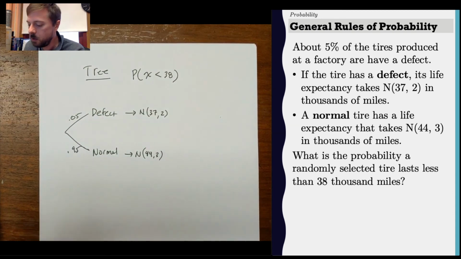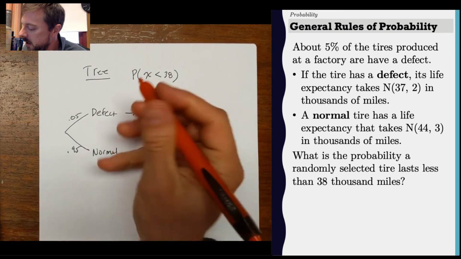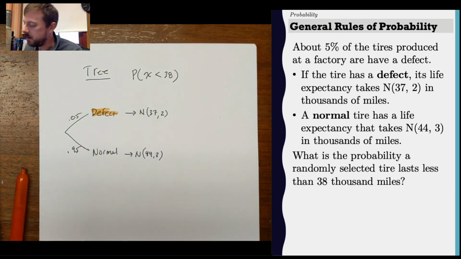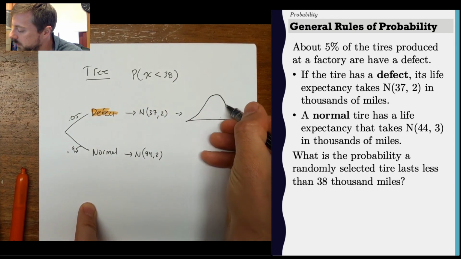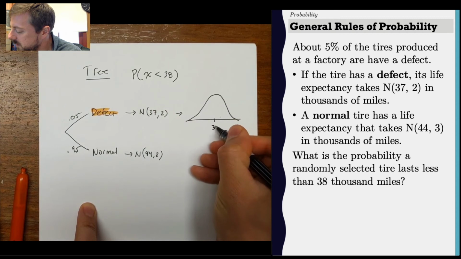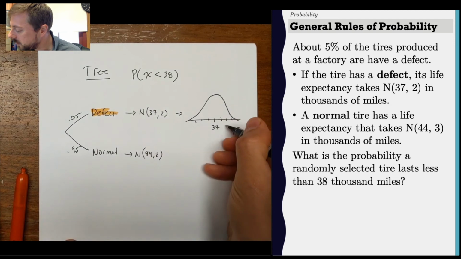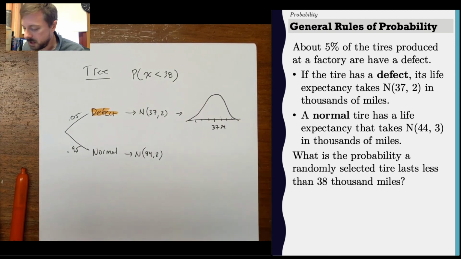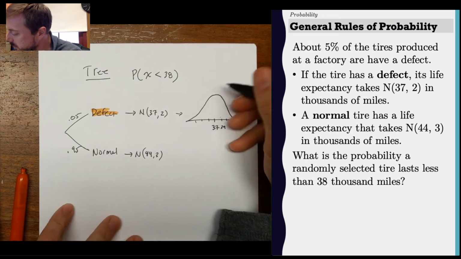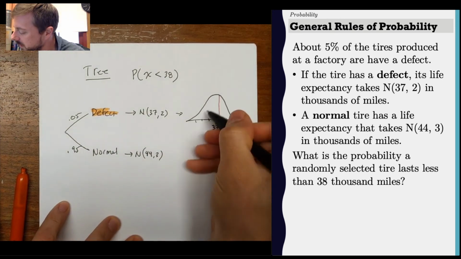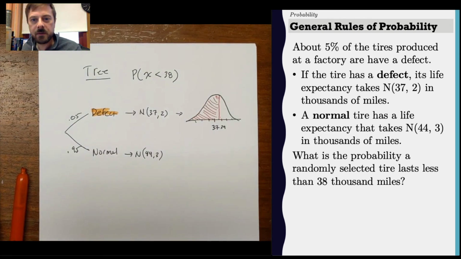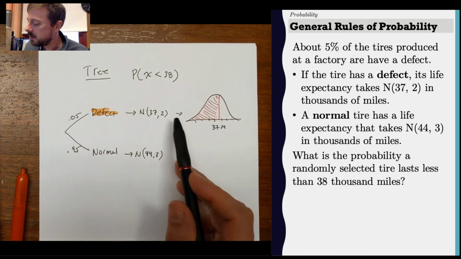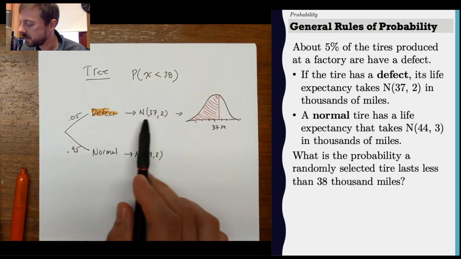I could say, in the world where the tire has the defect, I can calculate a probability based on this normal distribution right here, the mean of 37 and a standard deviation of 2. 1, 2, 3, 1, 2, 3. So 38,000 miles in this world would be right about there. And I could see that the probability is going to be a little bit more than 50%. More than a 50% chance that a tire will last less than 38,000 miles if it has a defect.